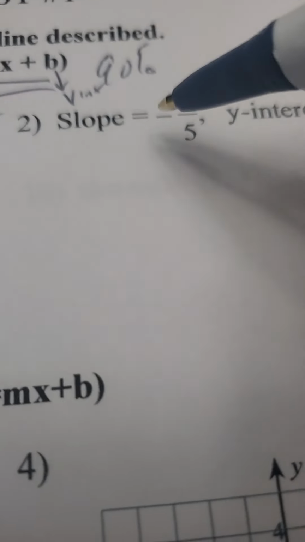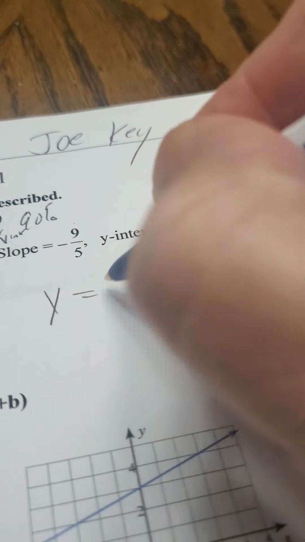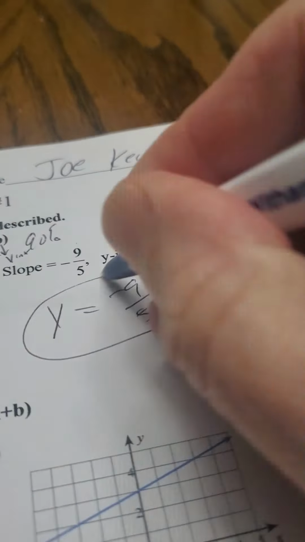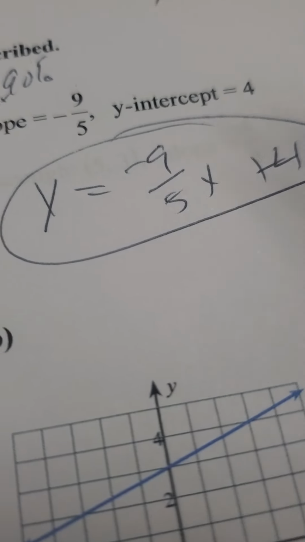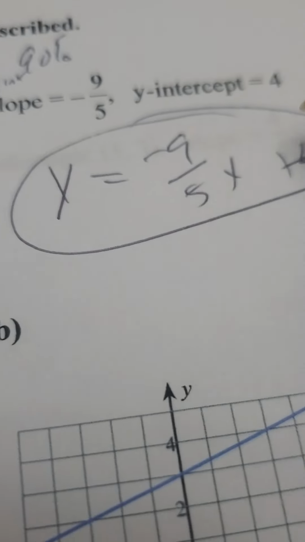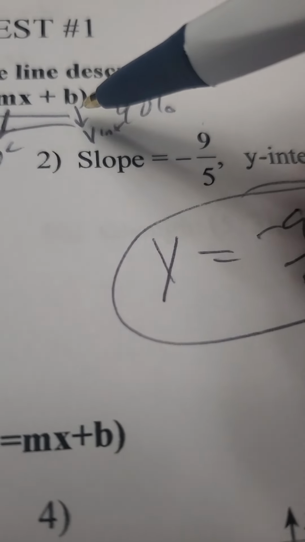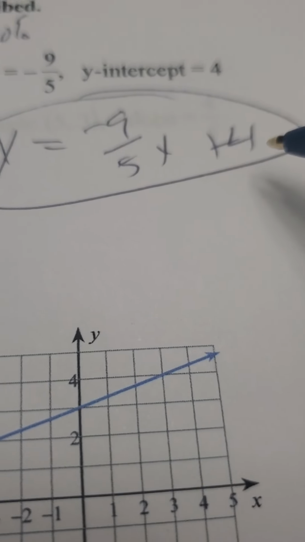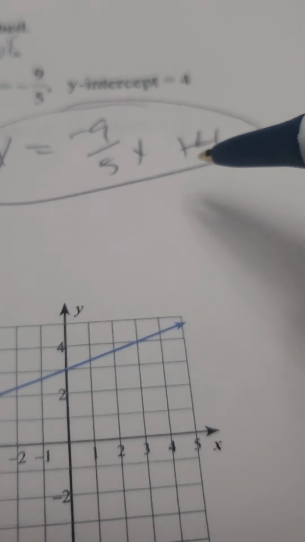Number 2, the slope is given, the y-intercept is given. All you have to do is plug it in, and that's it. Put the slope in for m, put the y-intercept in for b. Y equals -9/5 x plus 4.